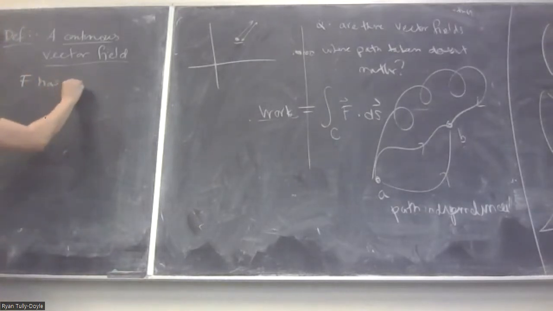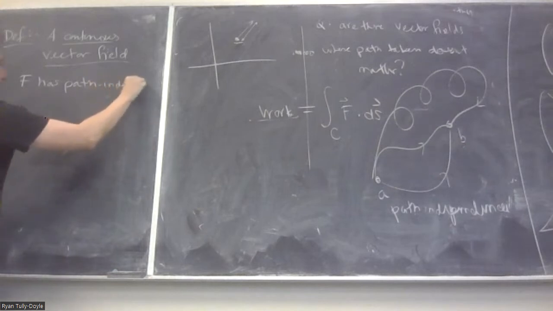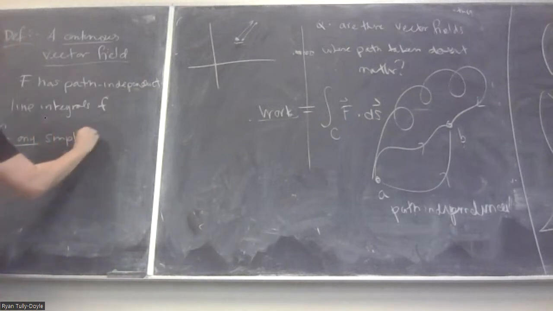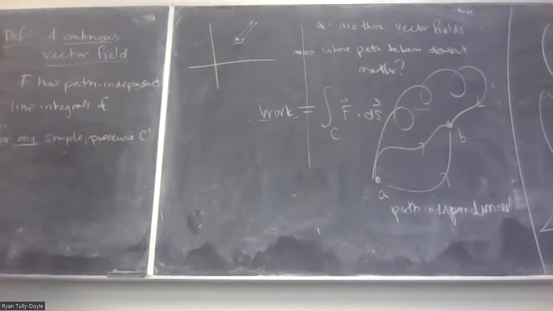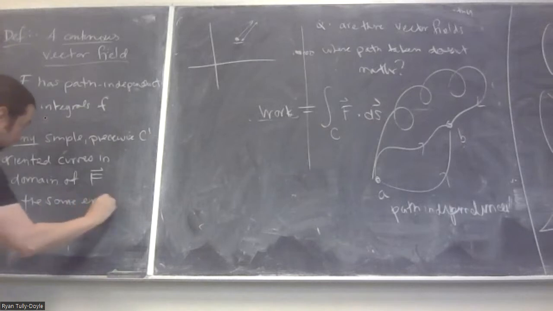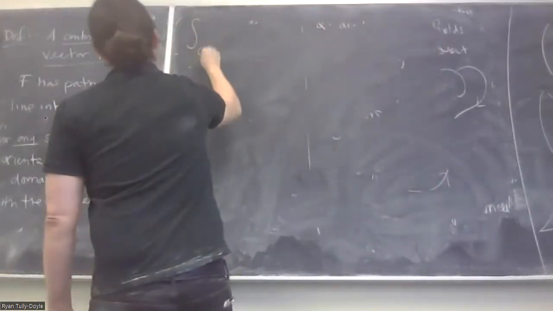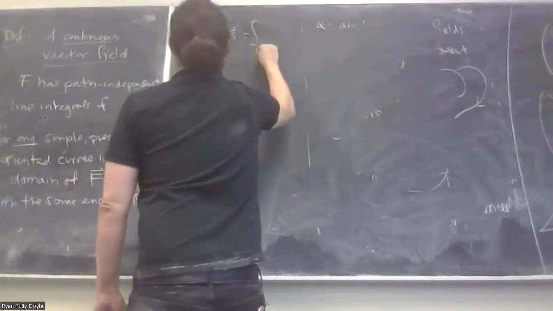Okay, here we go. F has path independent line integrals if for any simple, piecewise C1, oriented curves in the domain of F with the same endpoints, draw a picture, the integral on C1 of F dot ds is equal to the integral on C2.